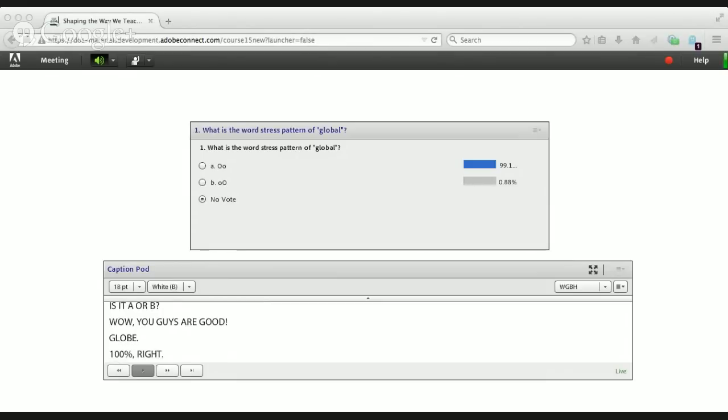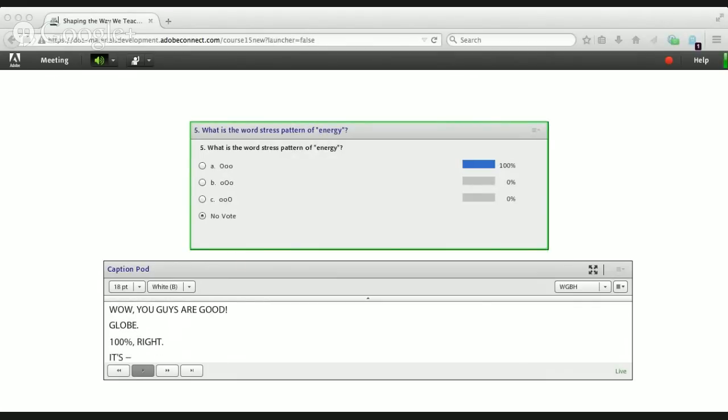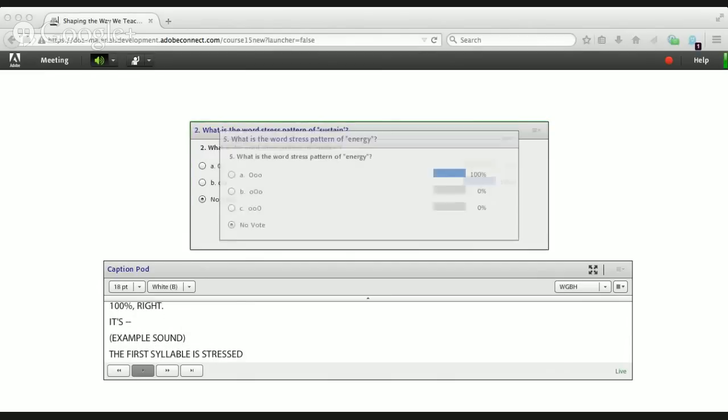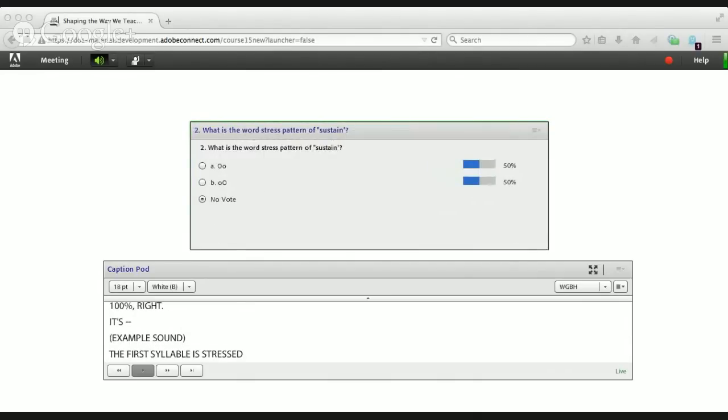So now, let's do another one, all right? What is the stress pattern of energy? Okay, here we go, good. Number 2, sustain, sustain. Listen carefully, sustain. Is it the first syllable or second syllable stressed more? As most of you are saying, almost 100% accuracy. B, sustain, da-da. Okay, excellent. You guys are doing very well so far.